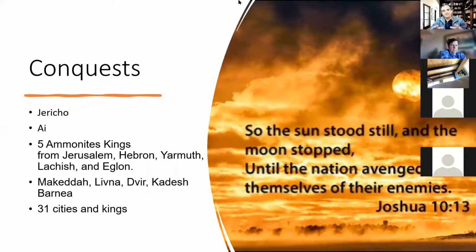What happened is he basically fights against two main coalitions, the South Coalition and the North Coalition. When Joshua enters into the land, he enters in might and fire. We need to remember the story of Jericho being destroyed is not small potatoes.